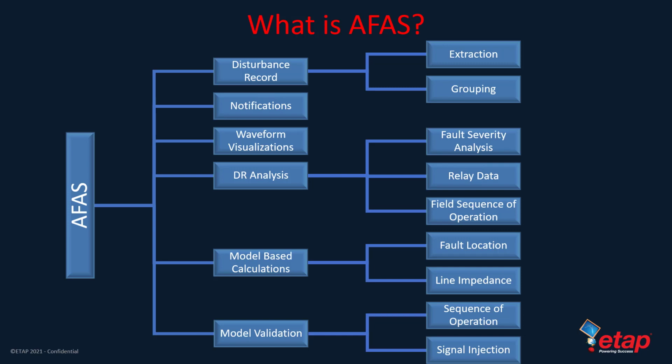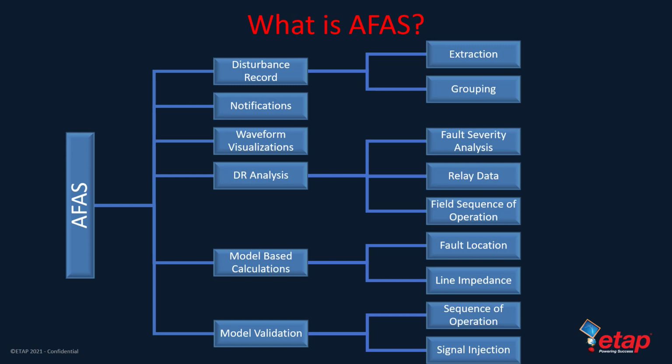Then we have model-based calculations. We take the information from our disturbance record analysis and apply it to the electrical model, that digital twin, and calculate the fault location or the line impedances. And then we have model validation, where we take what happened and then after the fact we can validate the model, where we can look at the sequence of operations. We can look at what actually should have tripped versus what did trip in the field.